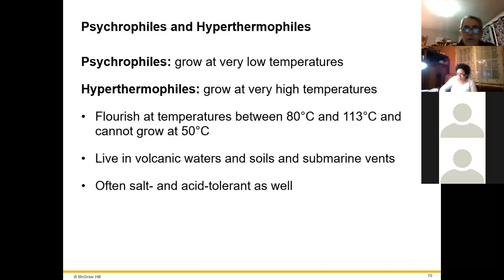Psychrophiles grow at very low temperatures, and hyperthermophiles grow at very high temperatures. They can thrive between 80 and 113 degrees. They cannot grow below 50 degrees. That would be the hyperthermophiles. They can live in volcanic waters, soils, and submarine vents found in the ocean. They are often very salt and acid tolerant.